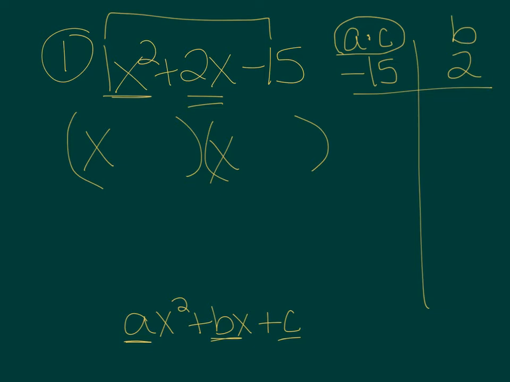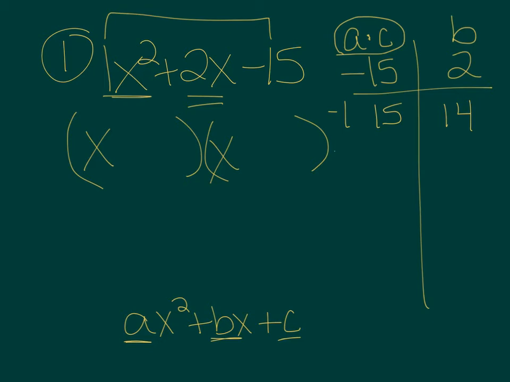Now when you do this, I always start with 1. Now we want to multiply to get a negative number, so I know that I'm going to need a negative and a positive. So negative 1 and a positive 15. If I multiply those two, I get negative 15. Now when I add those two, negative 1 and 15, I get 14. But remember, I want a 2, so that's not going to work. So we're going to go to the next one.